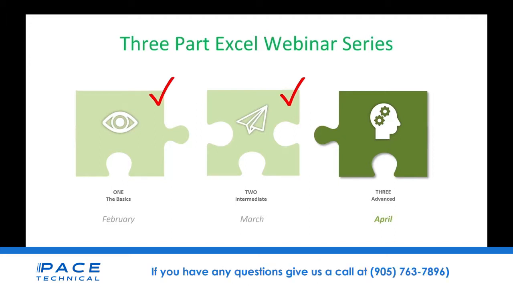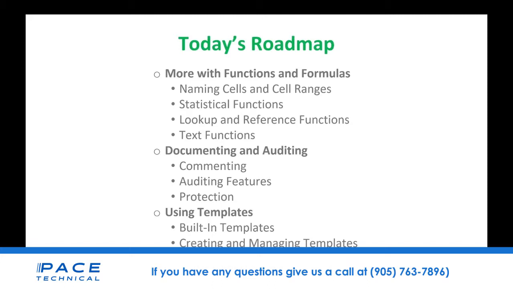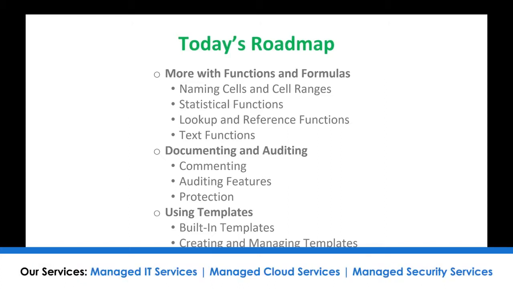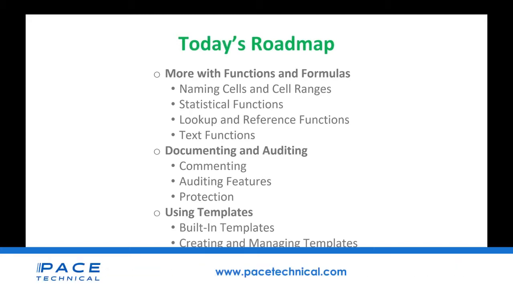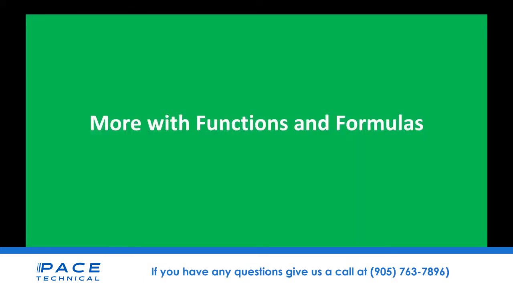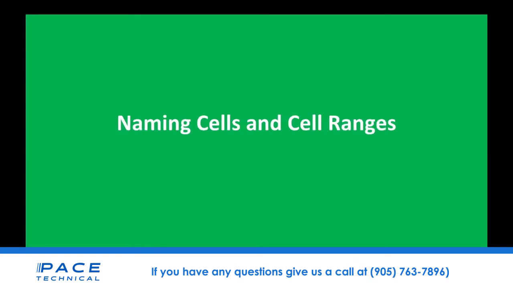Okay, let's get started. Here's our roadmap for today. We'll start out with more on functions and formulas, including naming cells and cell ranges, statistical functions, lookup and reference functions, and text functions. And then it's on to documenting and auditing, and we'll finish up with using templates, how to build them, and how to create and manage them. But first, let's start with where we left off in our intermediate session with more on functions and formulas. And first up is naming cells and cell ranges.